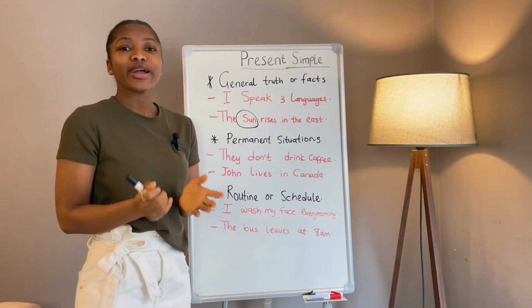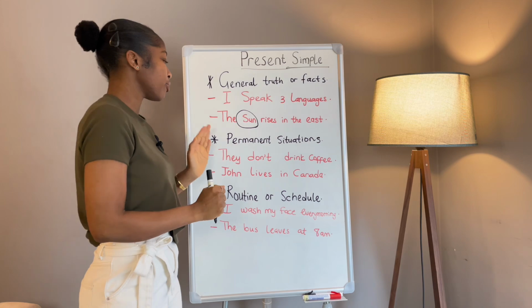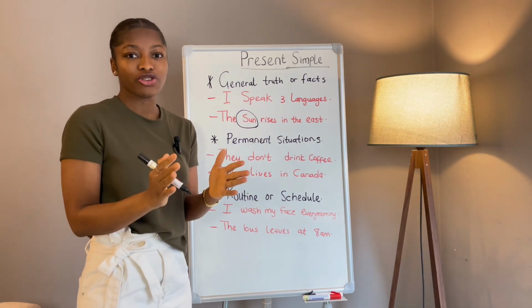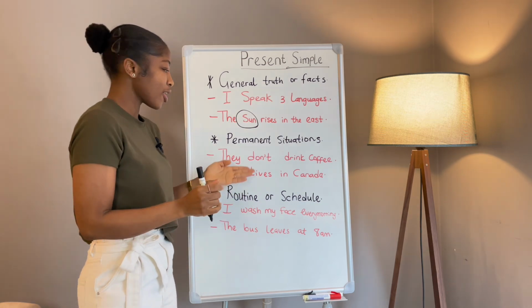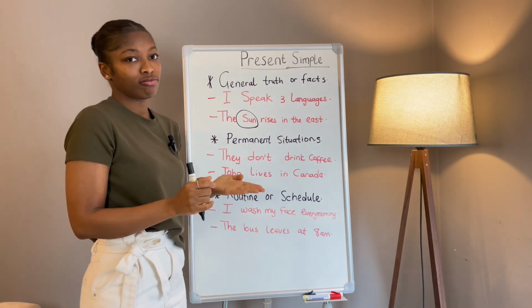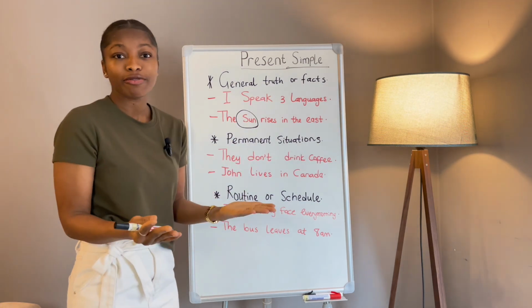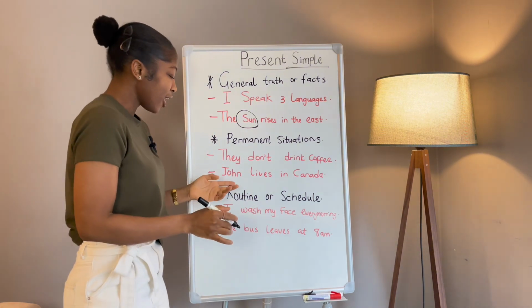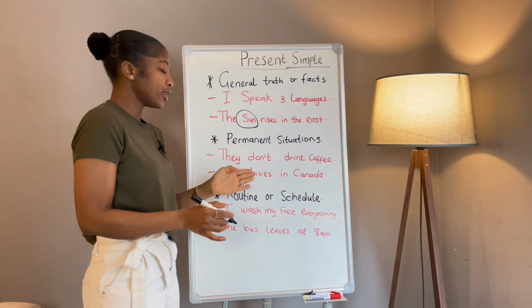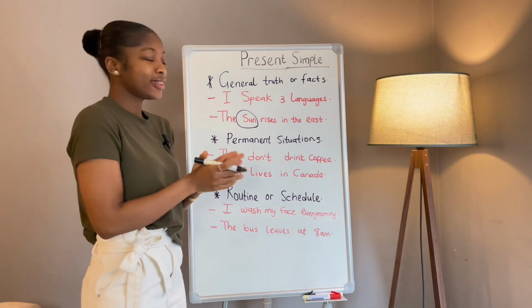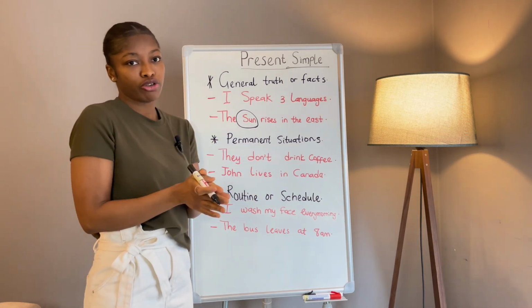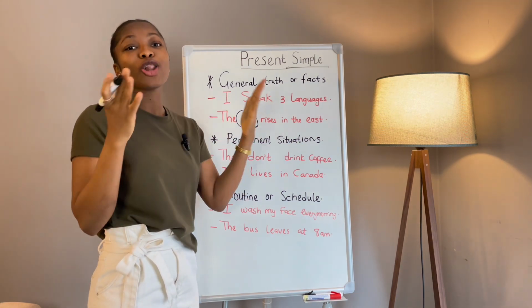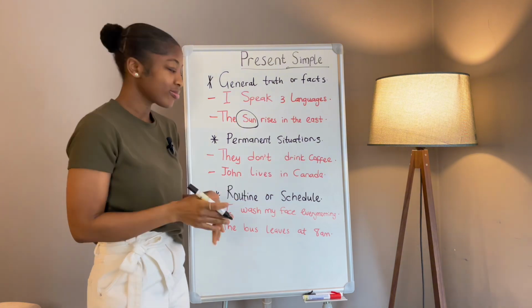Another way to use the present simple tense is to talk about permanent situation, things that don't change. For example, they don't drink coffee. These people don't like coffee, so they never drink it. Another example here says, John lives in Canada. This is a permanent situation for John. He's been living in Canada for a long period of time.